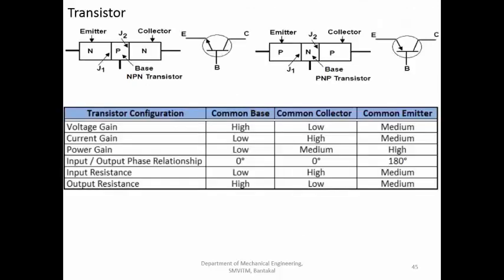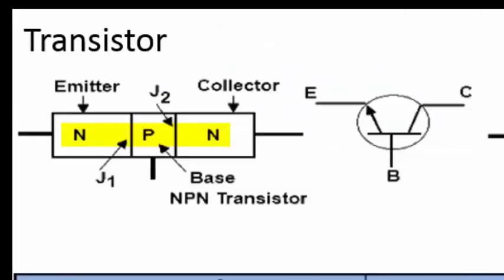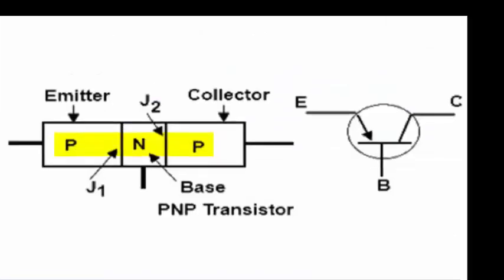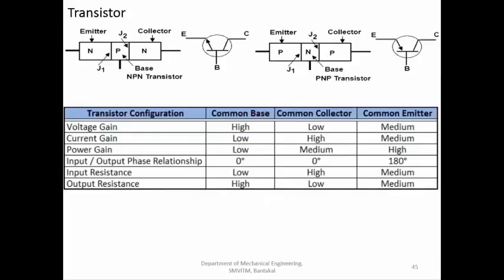The next one is the transistor. A transistor is a 3-terminal device. This is the NPN transistor and this one is the PNP transistor. N means negatively doped, P is positively doped, and again N is negatively doped. For each of the 3 regions, you have a terminal. Wherever this arrow is, that is called the emitter. The middle one is called the base, and the other one is called the collector.